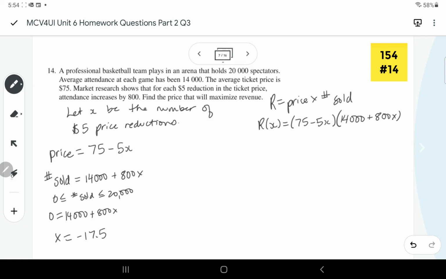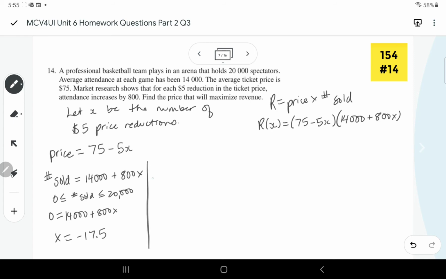So if you have an x of negative 17.5, remember x was the price reductions. So this would actually be increasing the price by $5 that many times. Because it's the opposite sign, it would be a price increase. If you put negative 17.5 in there, that would give a price of like $162 a ticket. So they're saying if you charge that much, nobody will come. You'll have 0 sales. We know that's probably not really accurate, but we're going with it for this question.